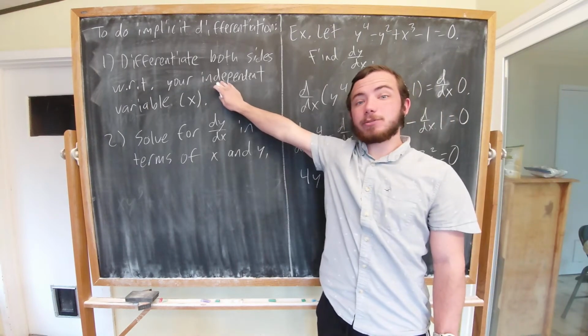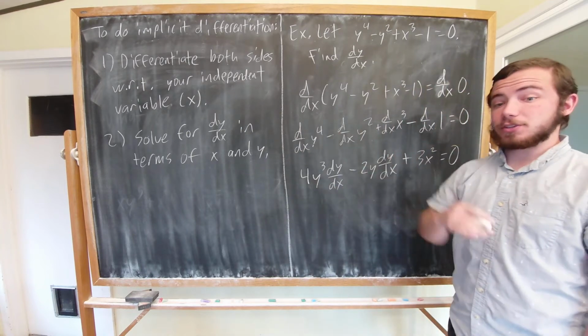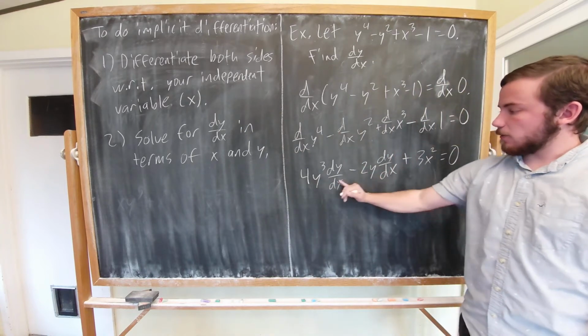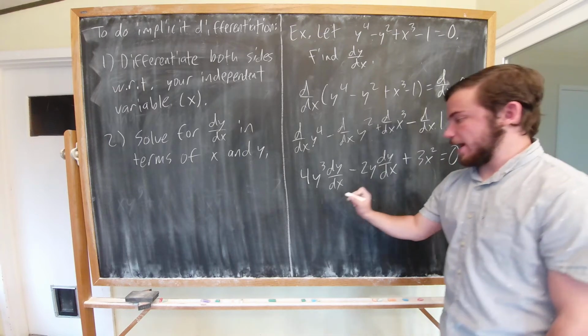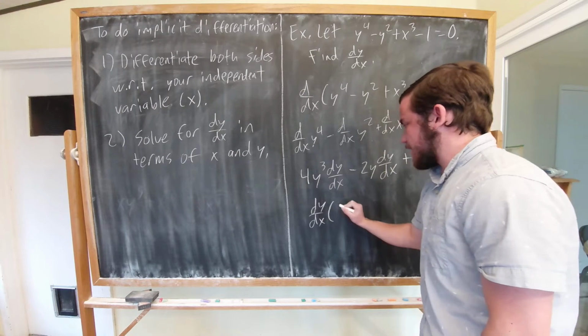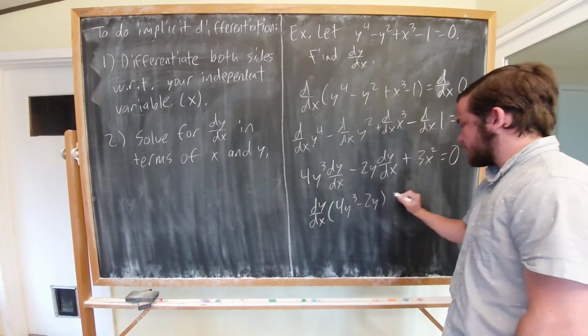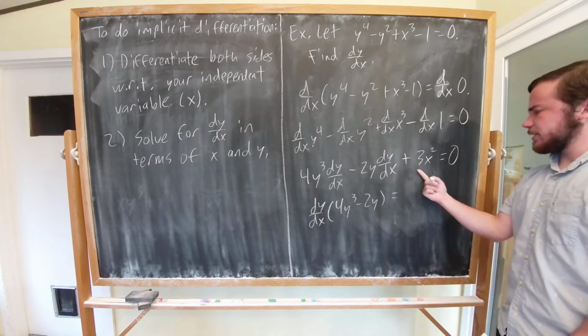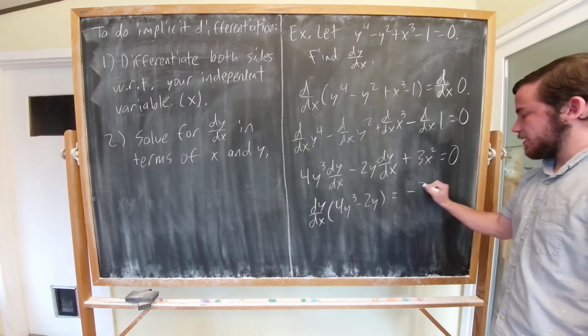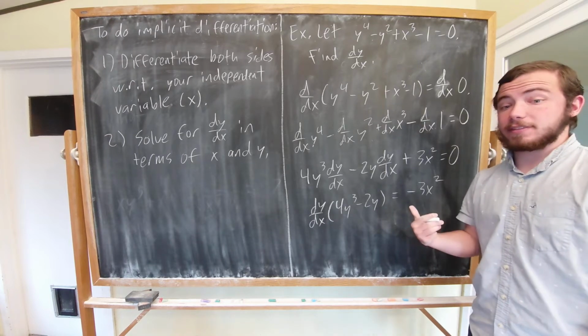We differentiate both sides with respect to x and we simplified. Now, what we need to do is solve for dy/dx. Well, I see it in both of those terms. I'll just factor it out. You get that dy/dx times 4y cubed minus 2y is equal to, subtracting 3x squared on both sides, negative 3x squared. Alright? That's all well and good.